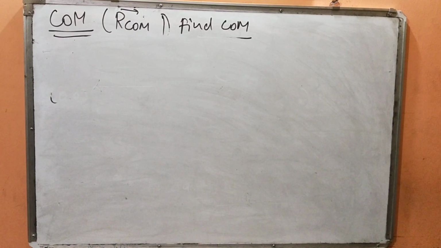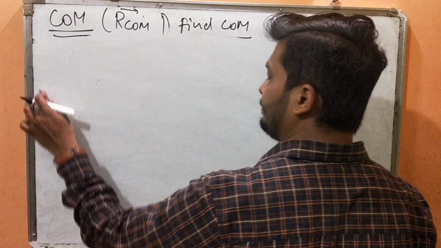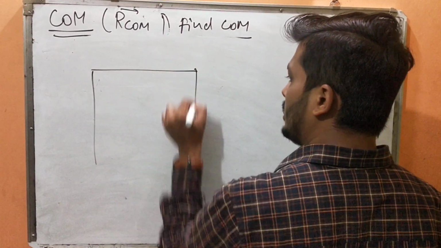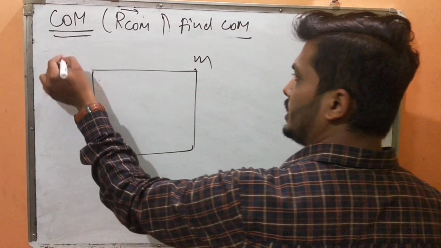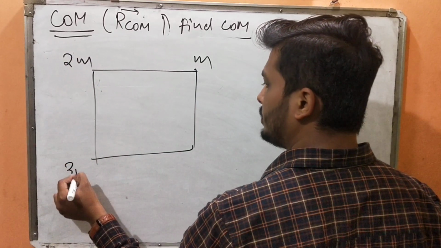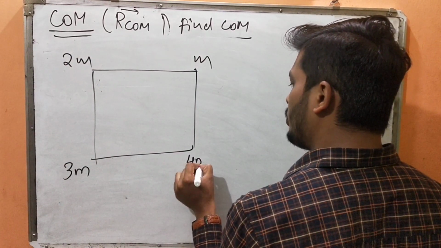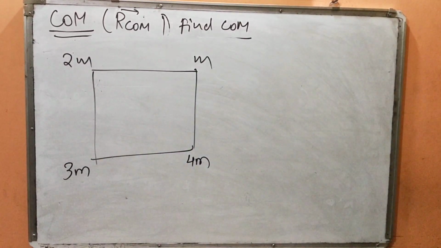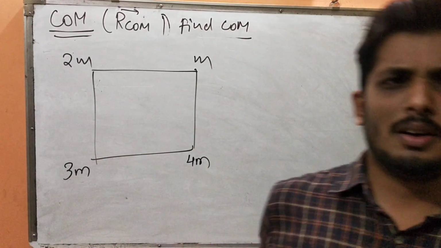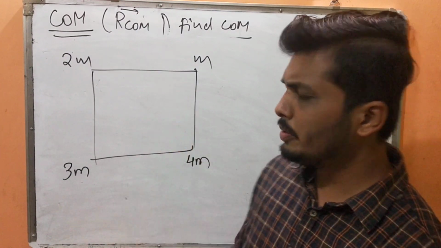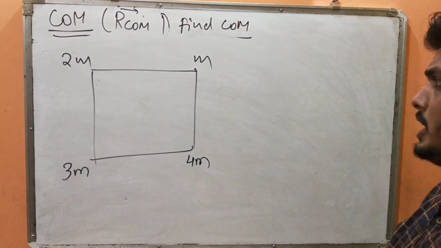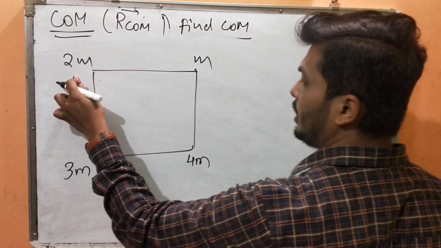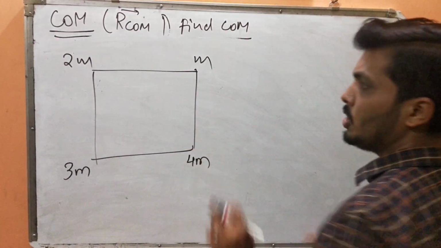Okay, another problem we'll do. Suppose there is a square. Here we have mass m, here we have 2m, here we have 3m, and here we have 4m. Now suppose there is a rectangular box, but it is not of uniform mass density. Mass is not distributed equally here. Here we have m, here 2m, here 3m, here 4m.